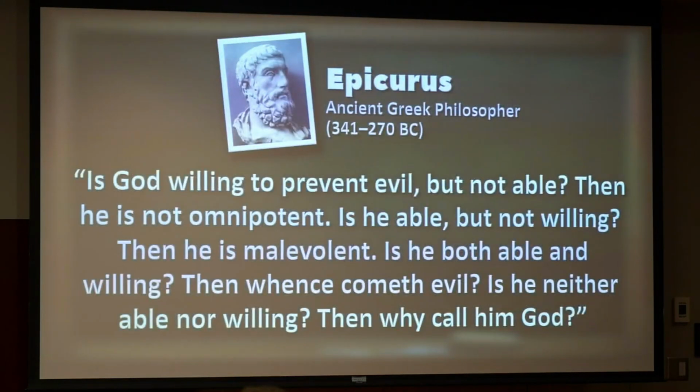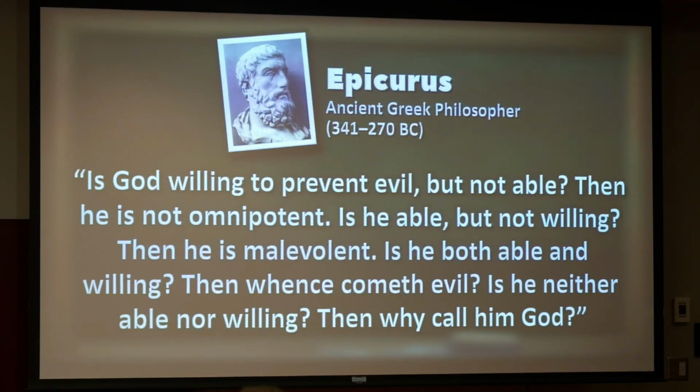Epicurus put it this way famously, and I don't even know that Epicurus actually said this, but it's always attributed to him, so I'll go ahead and go along with the joke, okay? But I think he probably is the person who first said this. And he said it like this: is God willing to prevent evil, but not able? Well, then he's not omnipotent. Is he able but not willing? Well, then he's malevolent. Is he both able and willing? Well, then whence cometh evil? Is he neither able nor willing? Then why call him God?